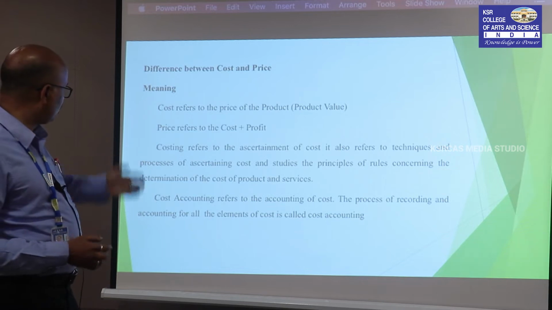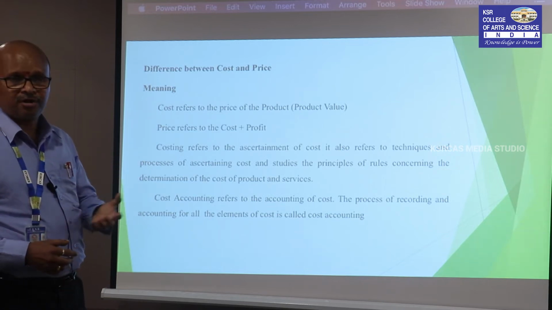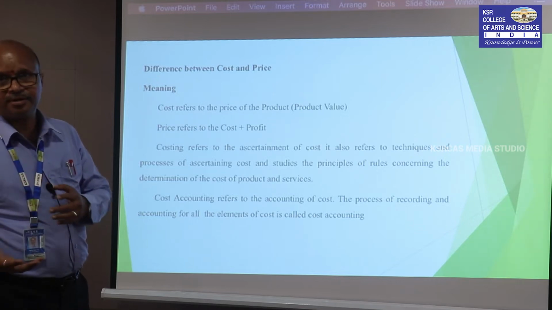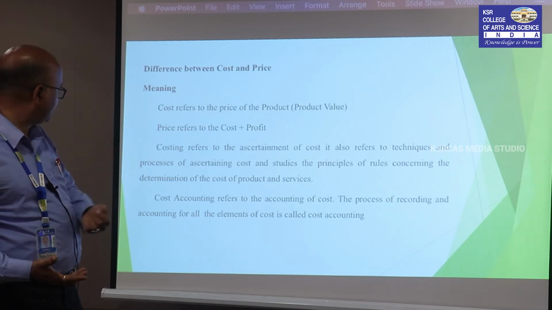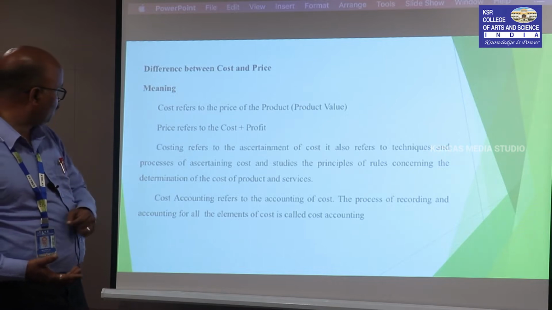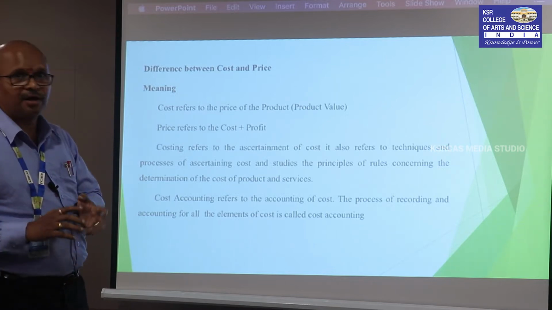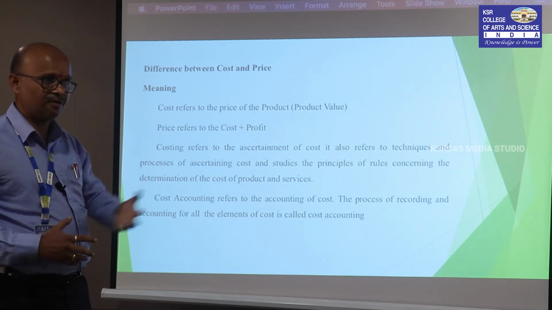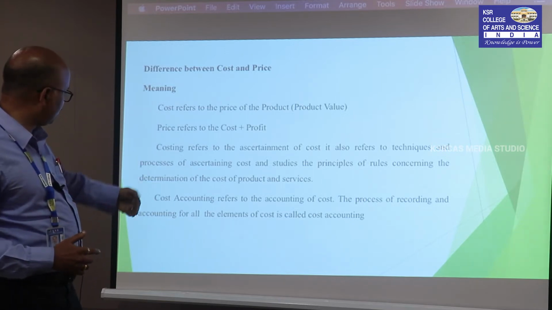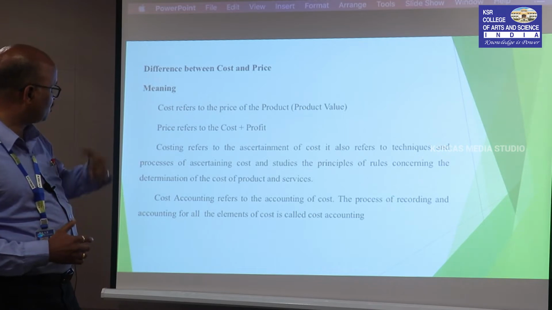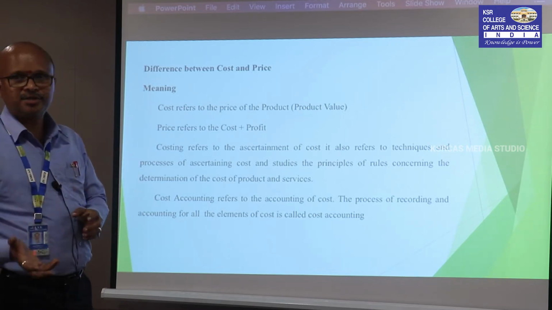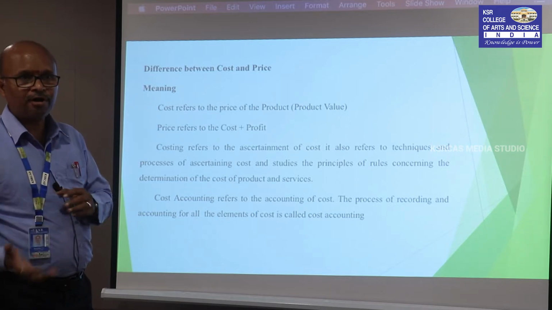The next one, when you talk about the concept of costing, it also says about the ascertainment of cost, how the cost takes place. It also has its own techniques and its own principles to determine the product and services and how the value of the term costing has been derived. The last one, the meaning of cost accounting, refers to the accounting of cost. Moreover, the costs that take place in a particular process are recorded here.